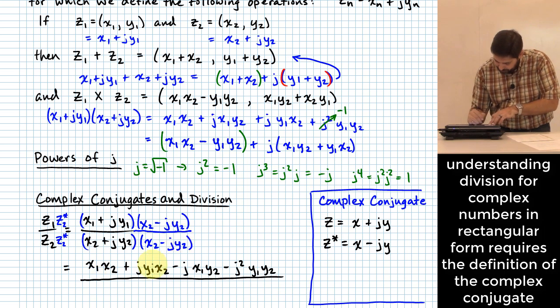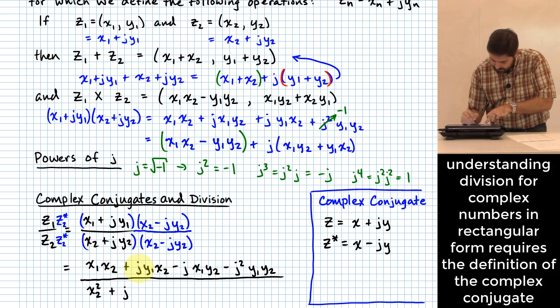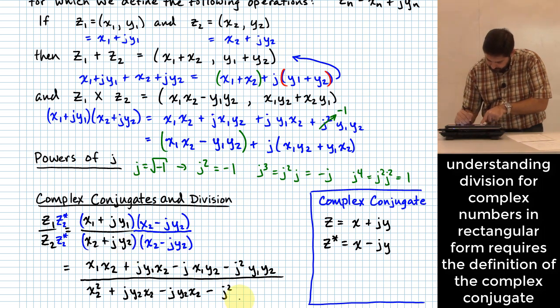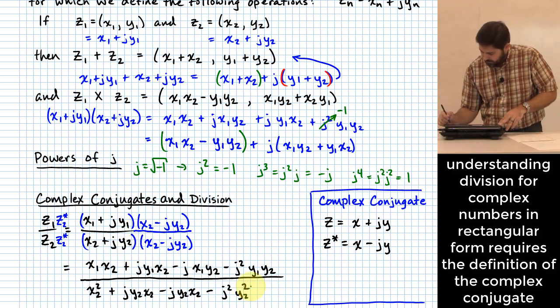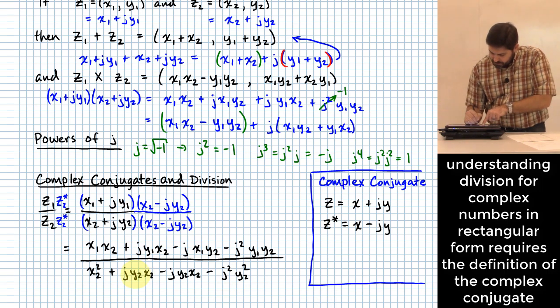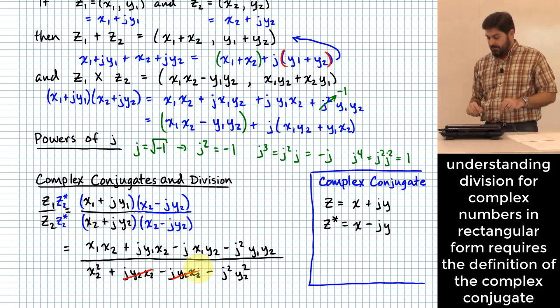Okay, in the denominator I will have x2 squared plus j y2 x2 minus j y2 x2 minus j squared y2 y2. All right? So why would we want to do all that? Let's look at these two terms. Here I've got positive j y2 x2 and negative j y2 x2. That means these two should be able to just knock out, right?